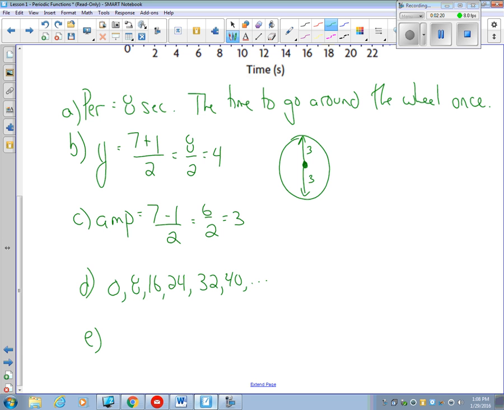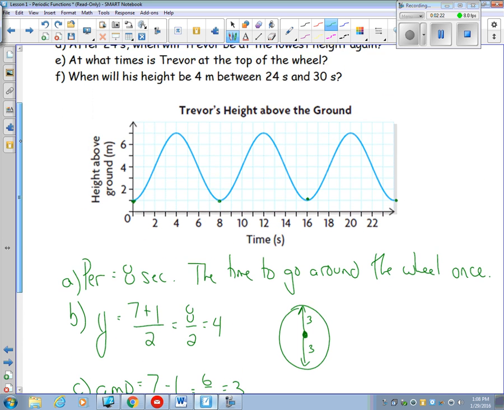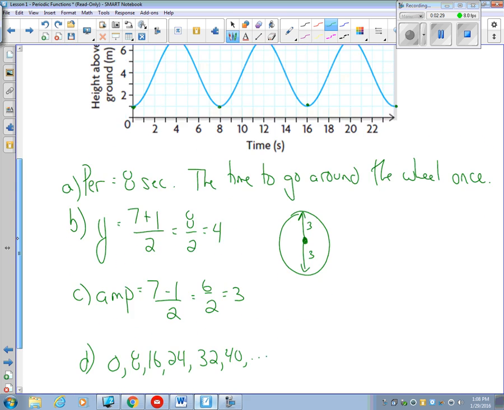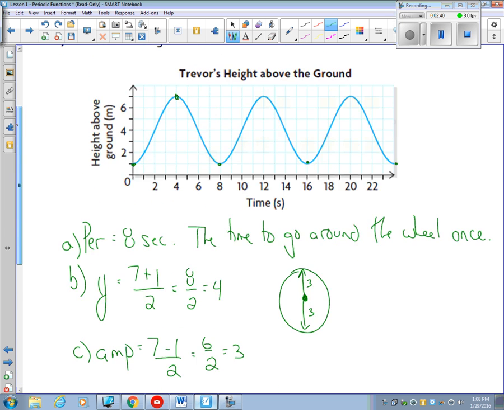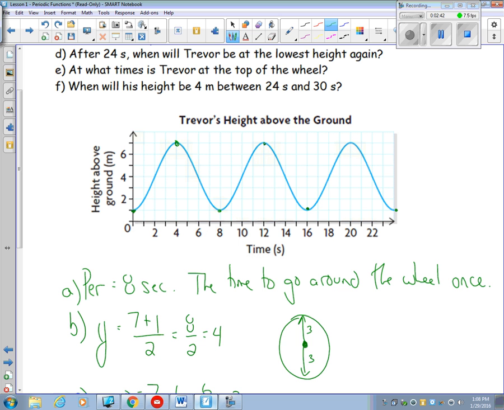Okay, part E. At what times is he at the top of the wheel? Well, I can see the first one. There's 4. Common sense says if I keep adding 8, I should get the next ones. So 4 plus 8 is 12, plus 8 is 20, plus 8 is 28, and so on and so on and so on. And I can check the first couple, right? 4. And sure enough, the next one is at 12, and the next one is at 20. I can't see the next ones, but I know because of my patterns, that's what they're going to be.